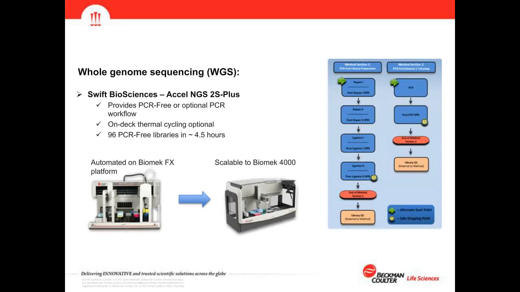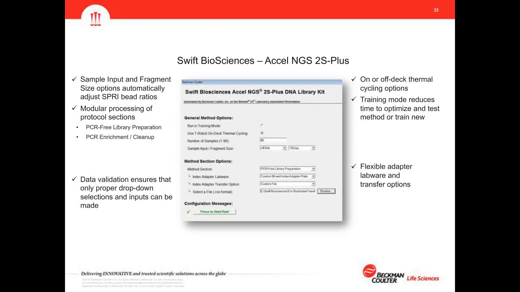There is another process we're looking at, which is Swift Biosciences, the Accel-NGS 2S Plus. It does provide a PCR-free or optional PCR workflow. We have on-deck thermal cycling optional, and we can generate 96 PCR libraries in approximately 4.5 hours. Again, this is the interface that gives you a lot of options to select from. For example, whether or not you want to do PCR or PCR enrichment. We will definitely adjust the SPRI bead ratios with respect to the sample and input, and so on and so forth.